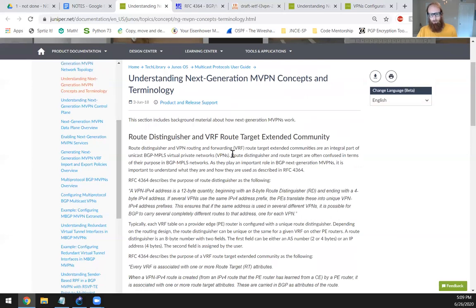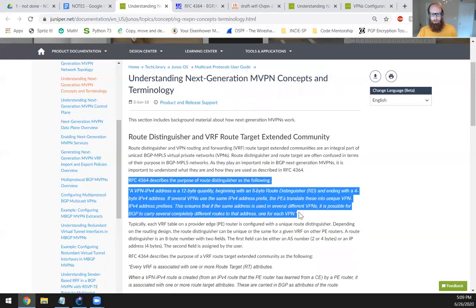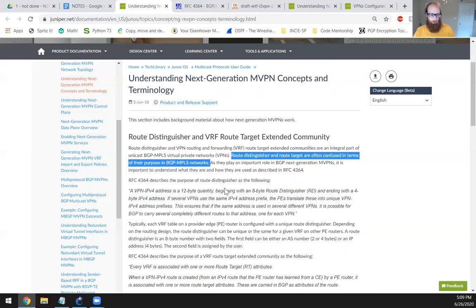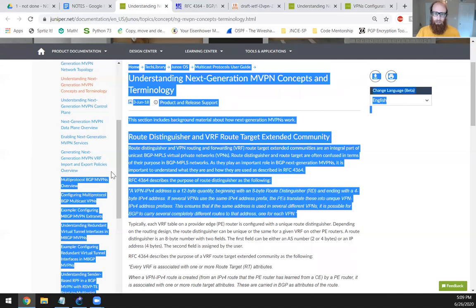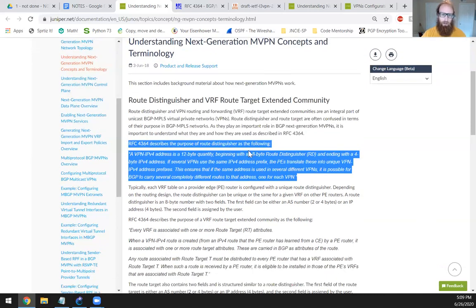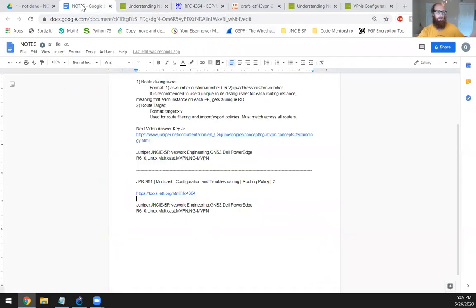So there's a reason why route distinguisher and route target are often confused in terms of their purpose in BGP/MPLS networks. And unfortunately, in my opinion, this does not make that less of a reason. The reason is still there for me, even after reading this. It's just complicated. But I think the correct answer, which I'll write down.